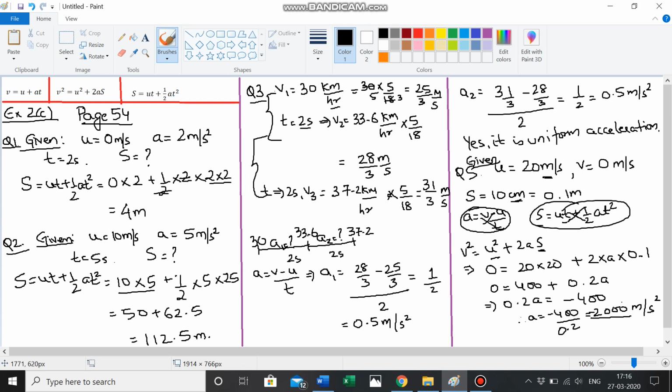So let's read the question. Calculate the retardation. Since they've asked for the retardation, therefore I'll have to answer in retardation. Therefore retardation is equal to 2000 meter per second square.